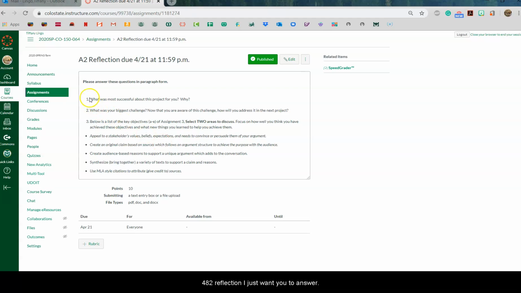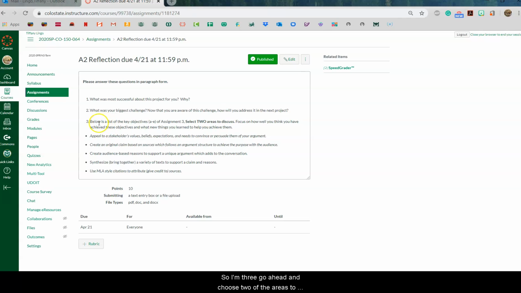For your A2 reflection, I just want you to answer 3 questions. So what was your most successful area of this project and why? So before you get my comments, I want you to think about what was easiest for you and what did you feel good about, okay? And then what was the biggest challenge for you? So think about, what did you struggle with most? How did you address that? And how will you address it in the next project? What will you do for A3 to make sure that you can be better supported with that?